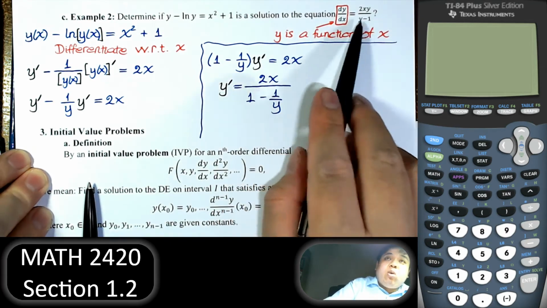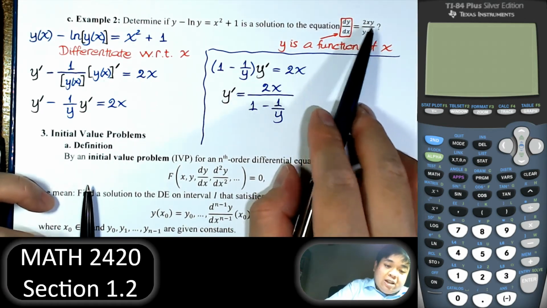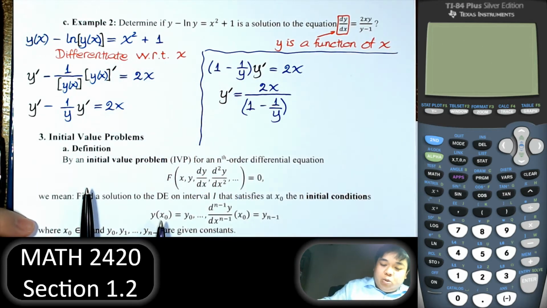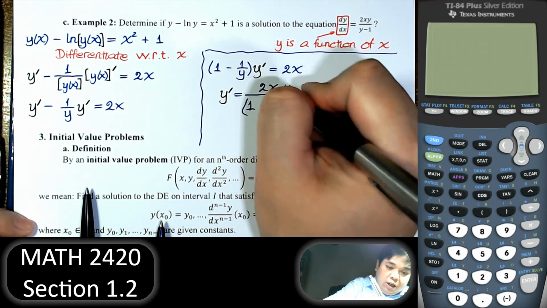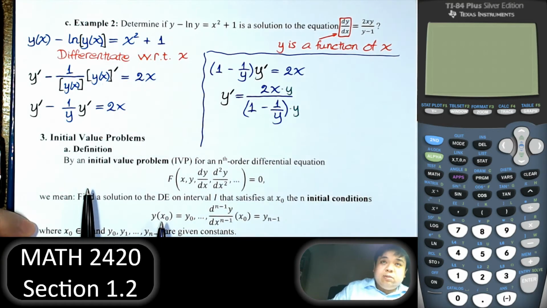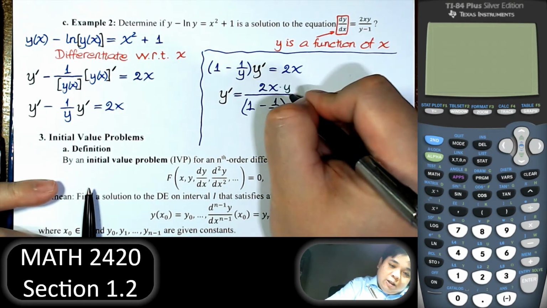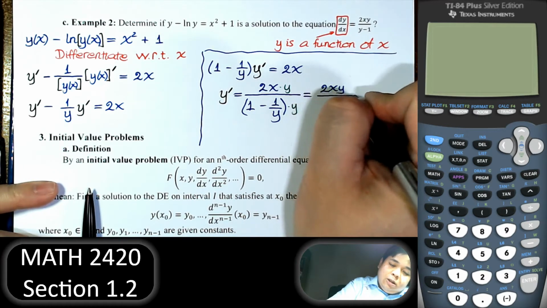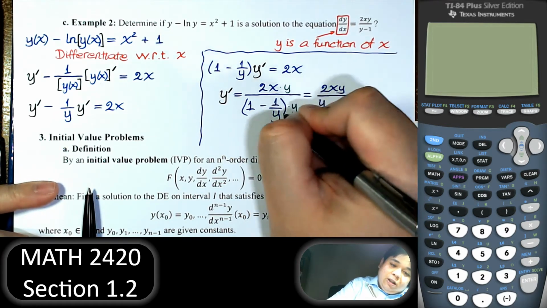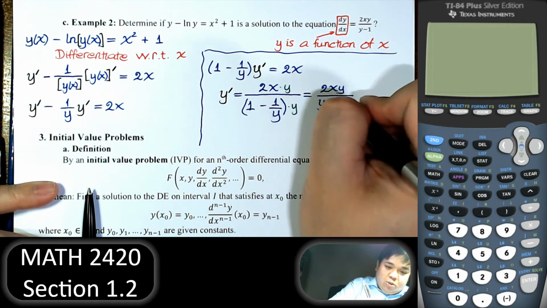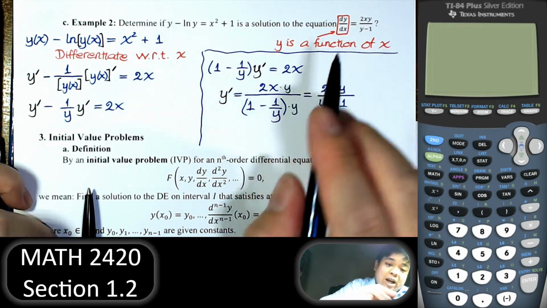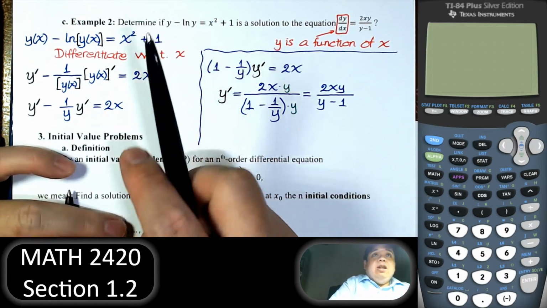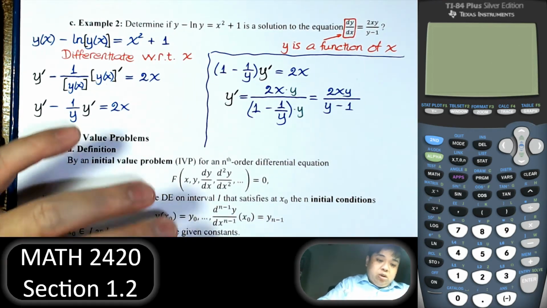Right, this is not quite the differential equation yet, but on the top we need one more y, so we just need to multiply y top and bottom. So that gives us 2xy, y times y cancel out, so y minus 1. So that's what we have. Once again, this is exactly the same as the differential equation. So the given equation is an implicit solution.